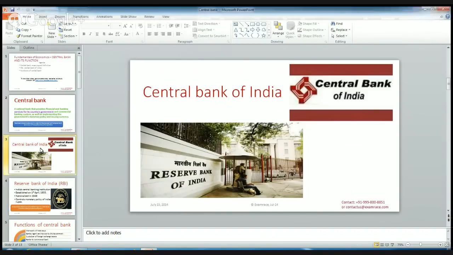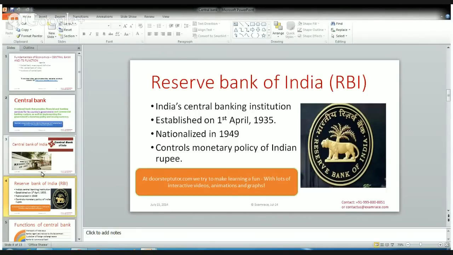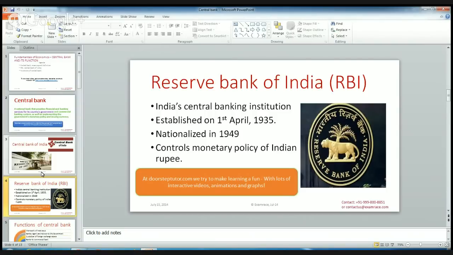What is the Central Bank of India? Reserve Bank of India is the central bank of India. The central bank can be under any sector, but mostly it is under the nationalized sector. The Reserve Bank of India, that is the RBI, was established on the 1st April 1935. At that time it was under the private sector, but after independence it was nationalized in 1949. It controls the monetary policies of the Indian rupee.